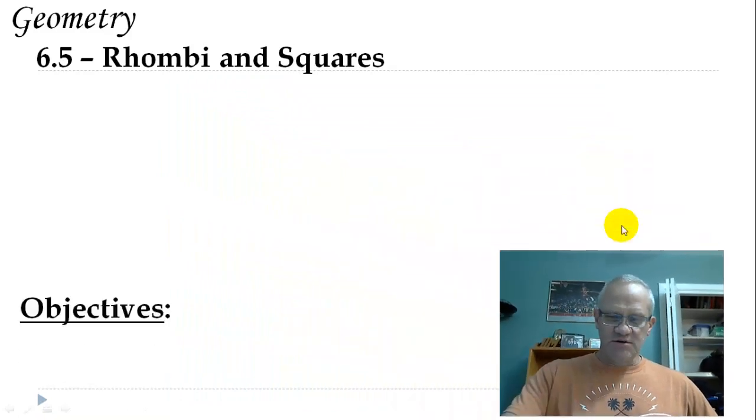Rhombi is just plural for a rhombus, but it's kind of a funny sounding word, isn't it? Rhombi. All right, well anyway, let's get started.